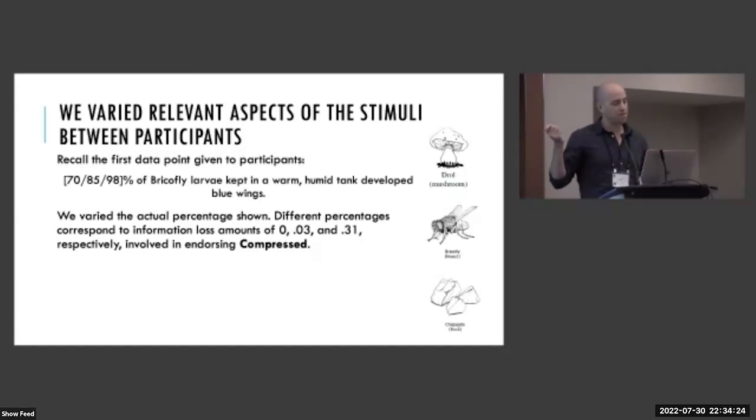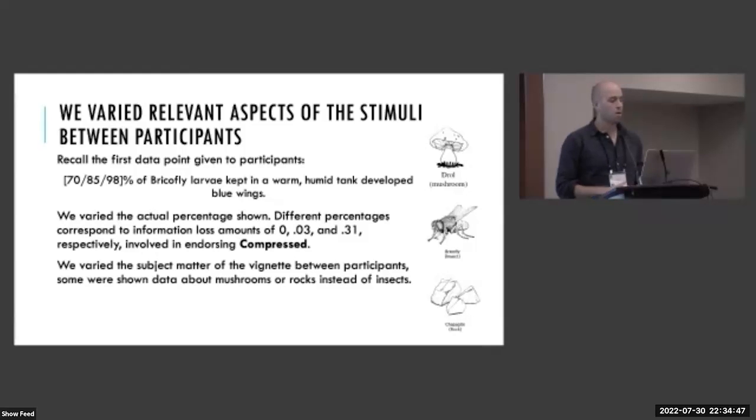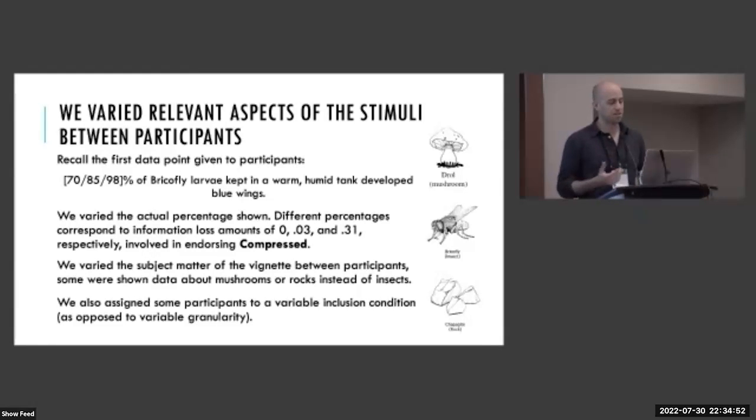Or it could be 85% kept in a warm, humid tank, and then you get an information loss when you go to the compressed model of 0.03. Or it could be 98%, and then you get an amount of information loss when you go to the compressed model of 0.31. So you can see how there's a ratcheting up of information loss when you elide information about whether the tank is humid or dry, depending on this probability here. So we manipulate that between participants. We also varied whether the vignette was about mushrooms or rocks instead of insects. And we assigned some participants to the variable inclusion condition where we look at removing or adding variables from the model rather than coarse graining or refining a variable.